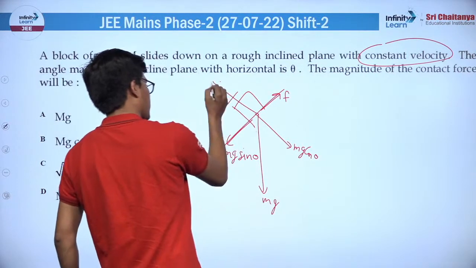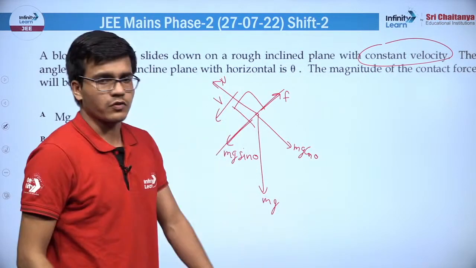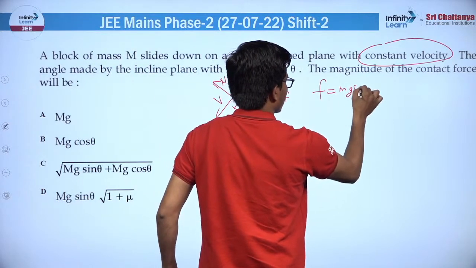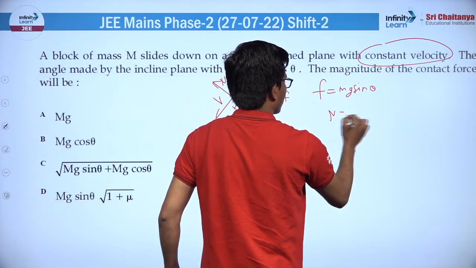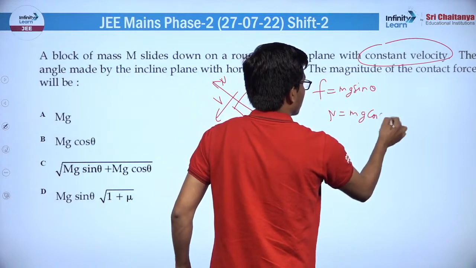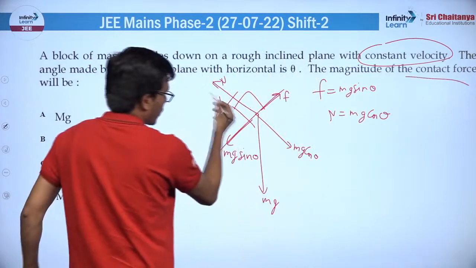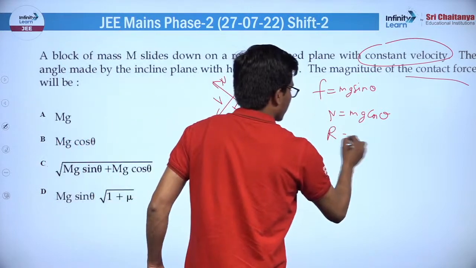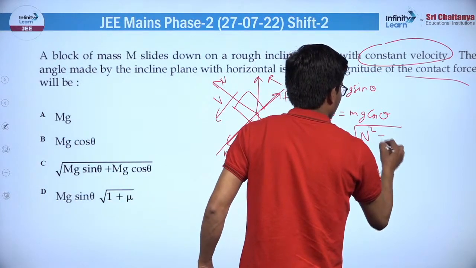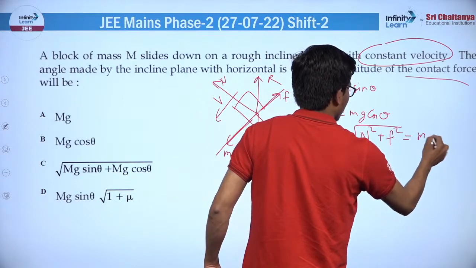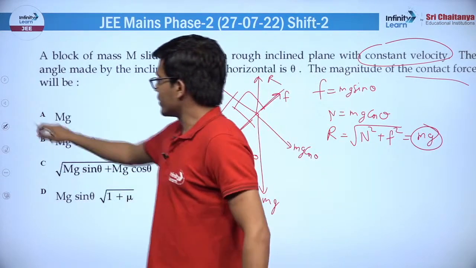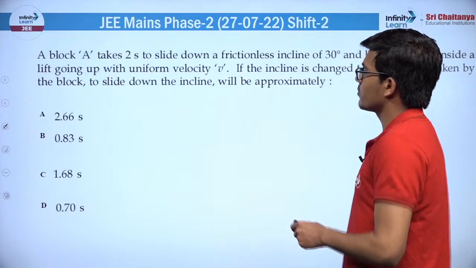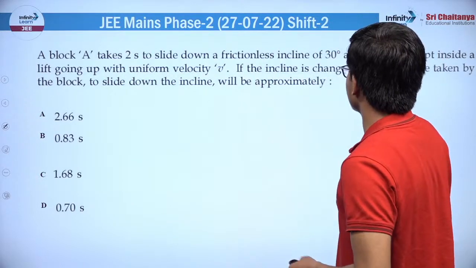There is mg, there is a normal force. So the friction value will be equal to mg sin theta and the normal value is equal to mg cos theta, and you want the contact force. So normal is there, friction is there, so the contact force will be in this direction, and the contact force is given by the square root of the sum of their squares, so that will be equal to mg, that is given in the first option.